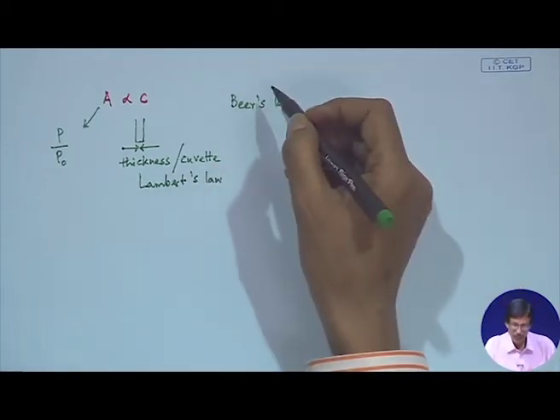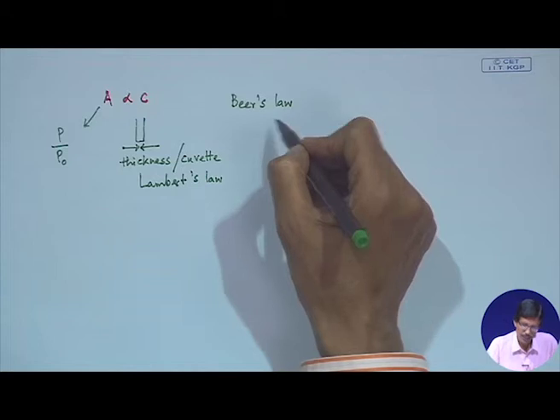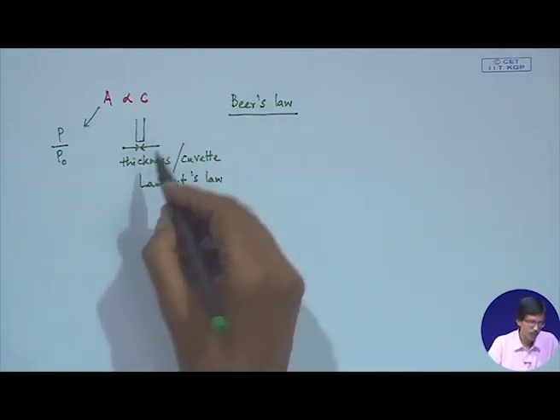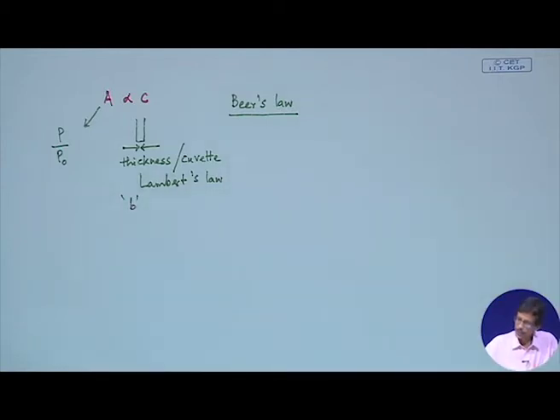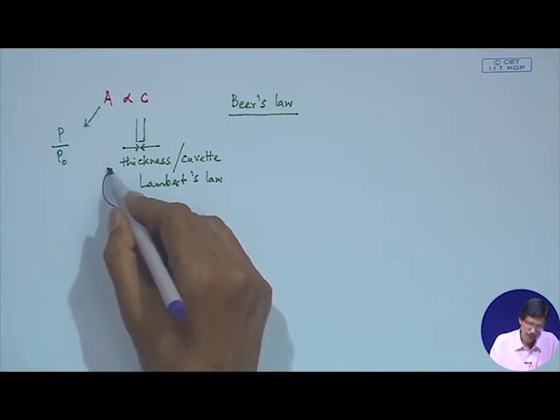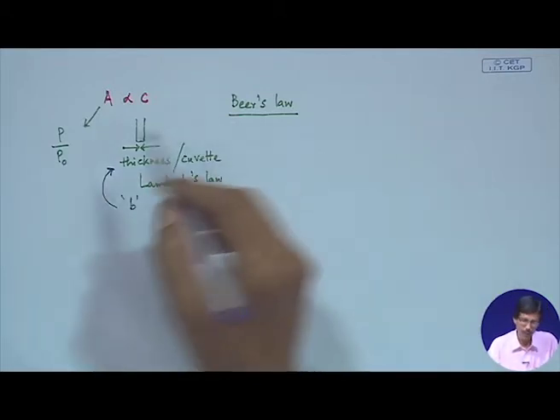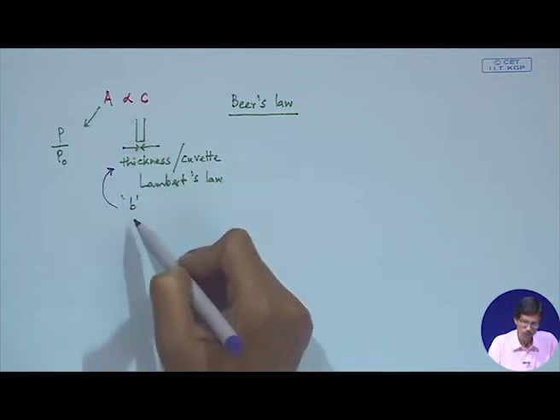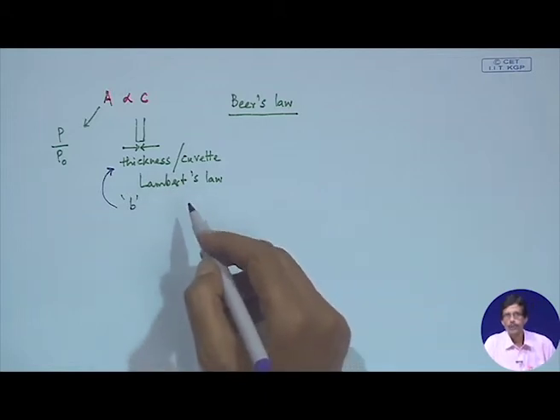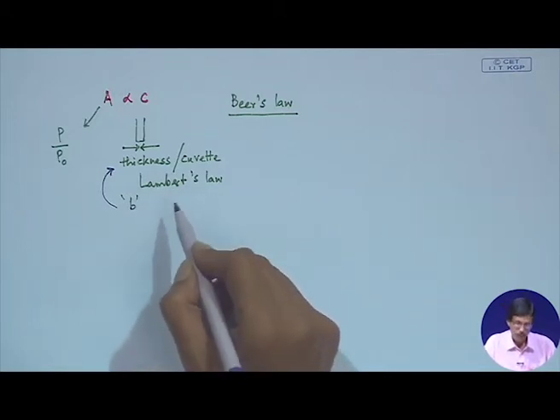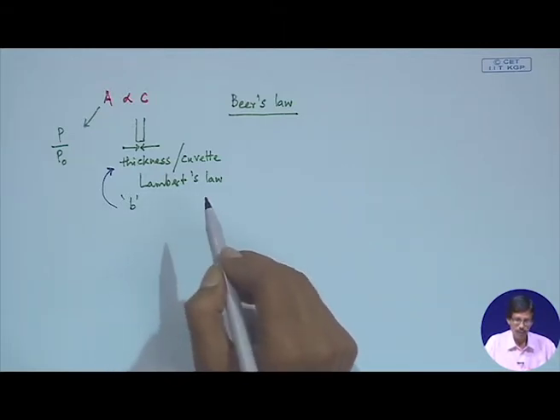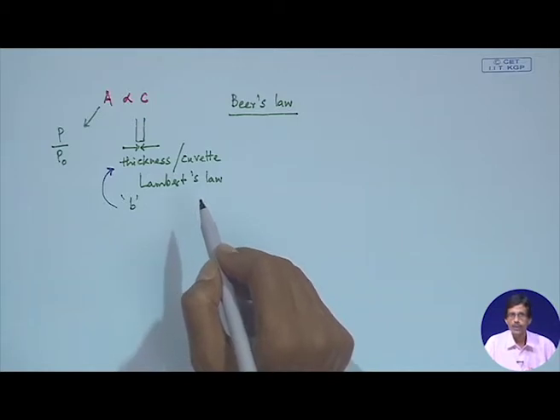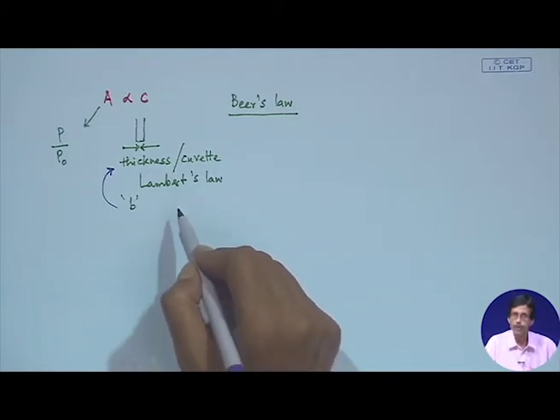Both these together we can combine such that we can have a relationship where we consider the thickness as B. So, we get a relationship where A is directly related to C and also the contribution from B, because sometimes we find that the corresponding absorption is very small. We have to go for a cell where the B value is high, instead of the normal or routine practice of using a cell of 1 centimeter thickness or 1 centimeter path length.